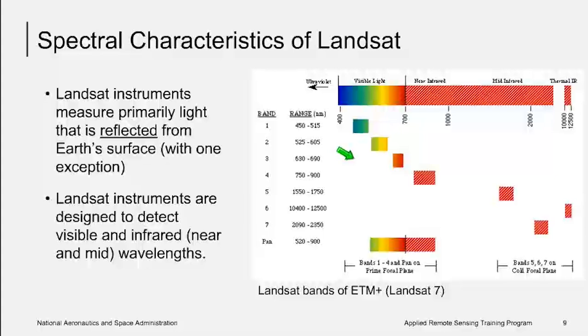You can see in the graphic here that band 1 is primarily blue-green, but called blue. Band 2 is green-yellow, but called green. And band 3 is red. Band 4 is the near-infrared. And band 5 is the mid-infrared. Band 6 is the thermal band. And band 7 is another mid-infrared band. Then we have the panchromatic band, which is a higher resolution band at 15 meters as opposed to the 30 meter multispectral bands.